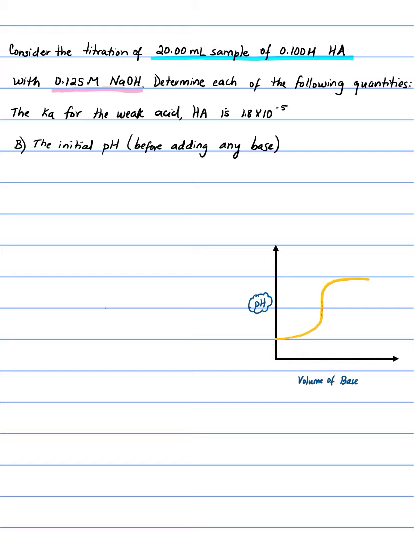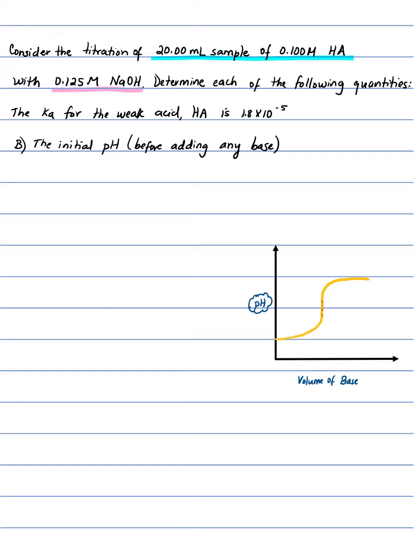Now letter B and letter C and letter D, what we're trying to find out is a pH value. pH values in your titration curve. The first one is the pH value for your weak acid, which is the pH value before adding any sodium hydroxide. It's like you have your 20 milliliters of your weak acid HA with a concentration of 0.1 in your flask, and you're measuring the pH for just that sample without adding any base.